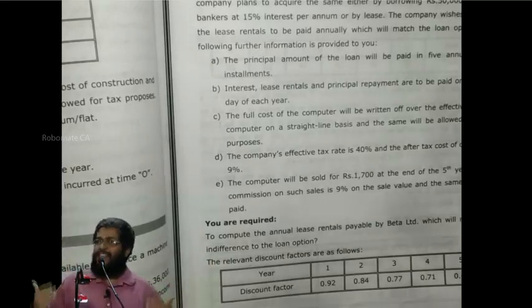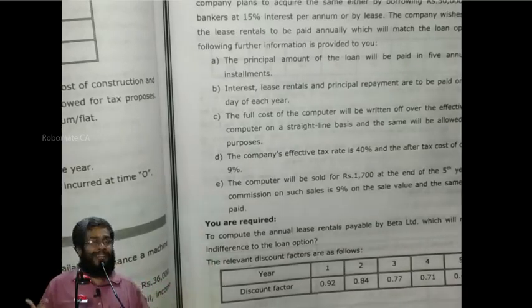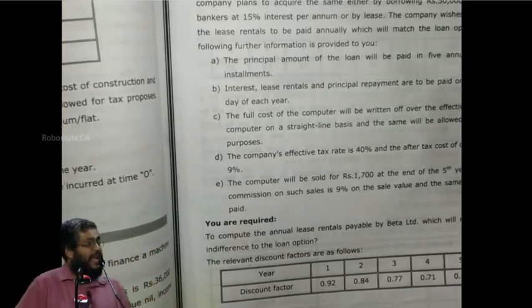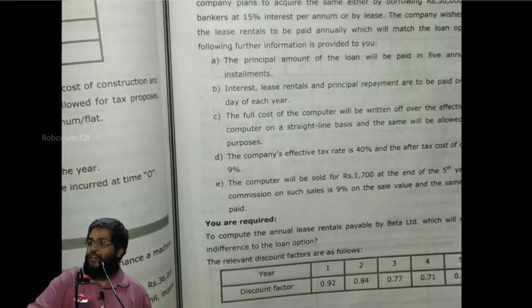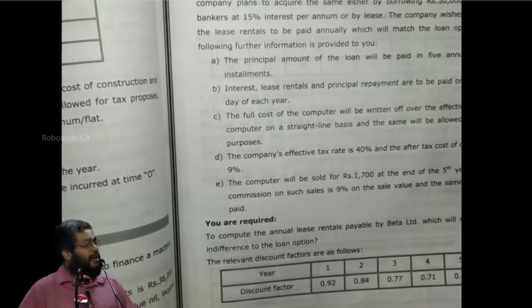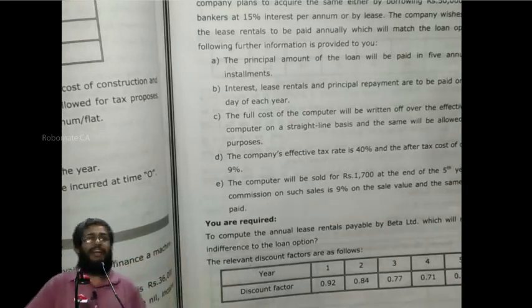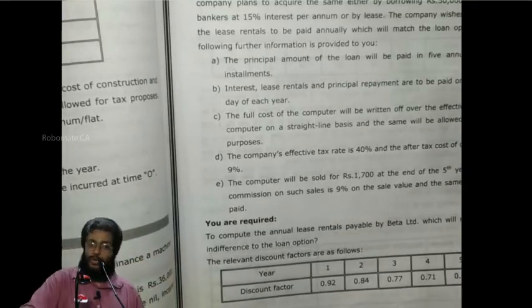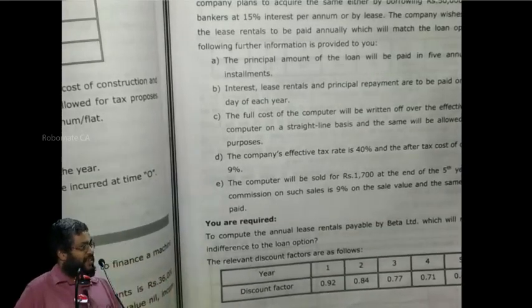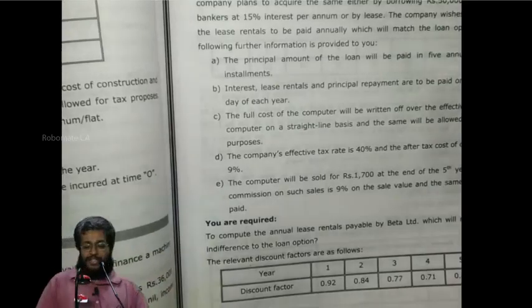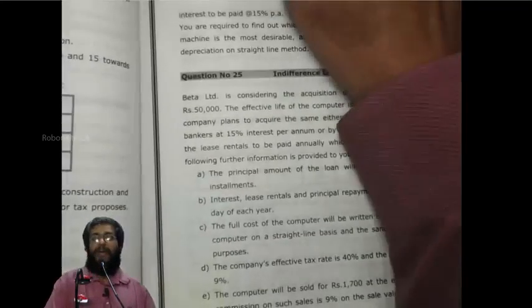That is, the lessee will be willing to pay how much as lease rental. If the rental is beyond that, he will not go for the lease; he goes for the loan option. So they ask you to calculate the indifference lease rental in this particular sum. First of all, let us calculate the cash flows under the loan option and then go for the lease rental fixation. Now, let's start with the solution, please.